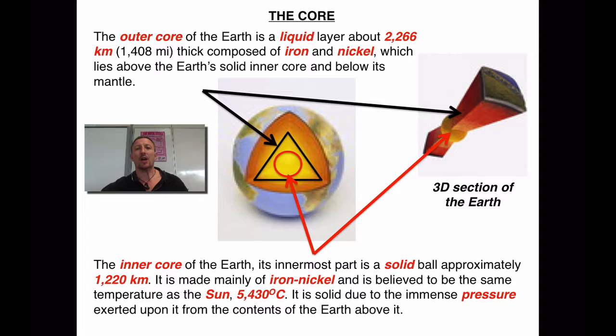Now this spinning iron core is what gives us our magnetic field and is responsible for a lot of the spinning of the Earth itself.